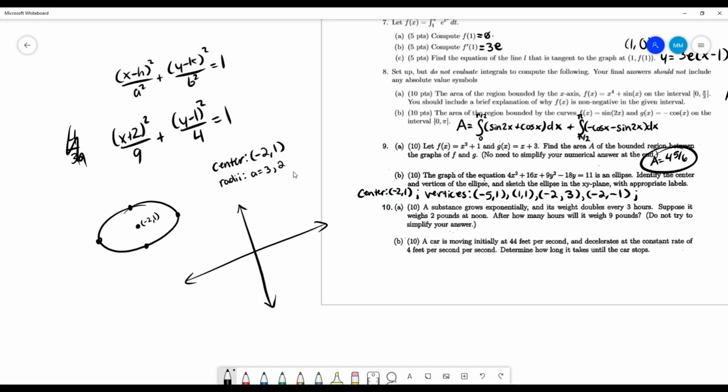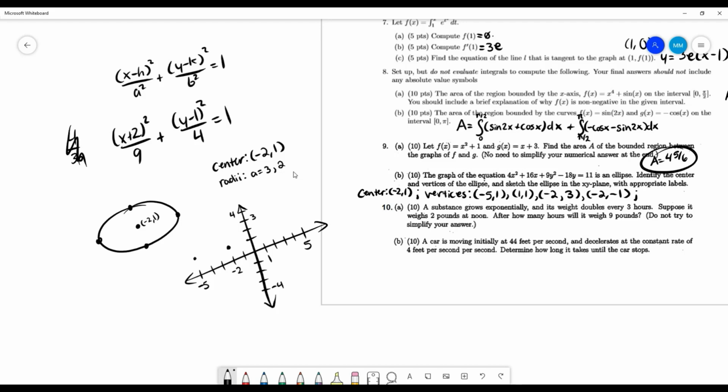So let's see. Center is at negative 2, and we've got a vertex at negative 5. So that's negative 5. 2, 3, 4. 2, 5. 1, 2, 3, 4. Okay. And our highest point goes 2, 3, 4. 1, 2, 3, 4. Okay. So our center is right here.